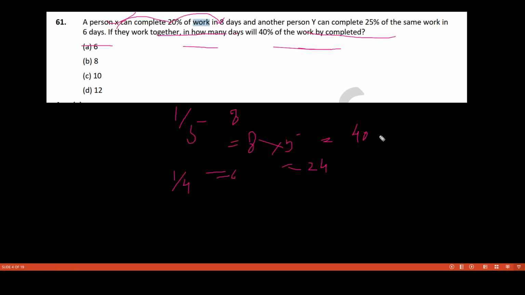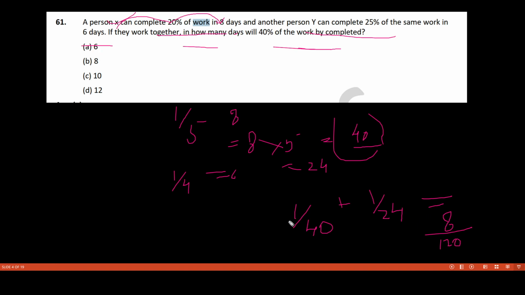So we can see that 40% of the work is completed. So in one day, both of them together will do 1 by 40 plus 1 by 24 of the work. If you take this, I think the LCM will be 120, and you will get 5.